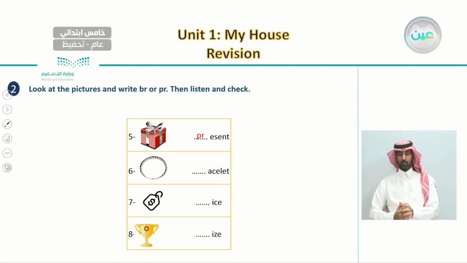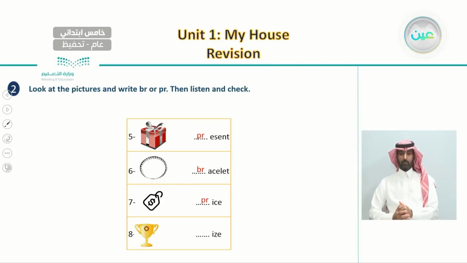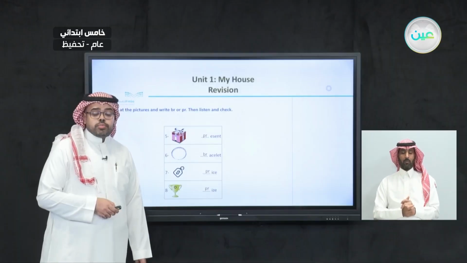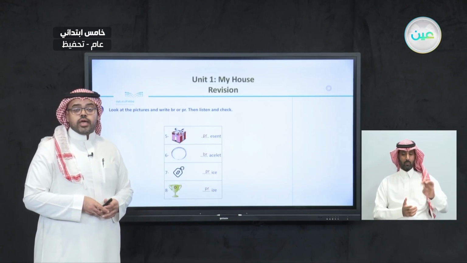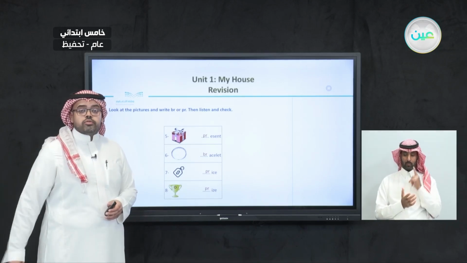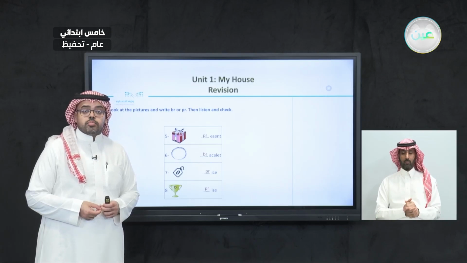Also number 6, we have the word bracelet, bracelet, that starts with B and R. And number 7, we have the word prize, prize, that starts with P and R. And finally the eighth word, which is prize, prize, that also starts with P and R. So these are the letters where we did the practice: 4 words that we wrote with BR, and also 4 words that we wrote with PR.